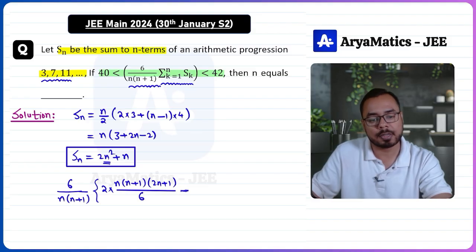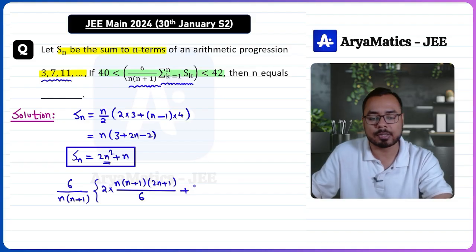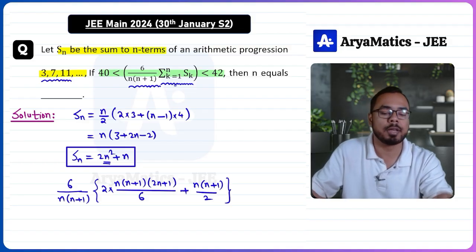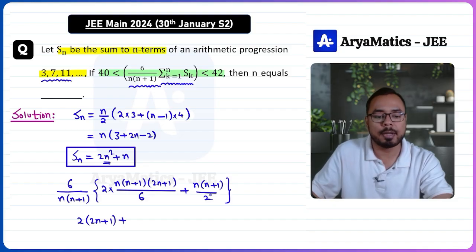So this will be the first term, and then sigma n, that will be sum of first n natural numbers, so that is n into n plus 1 by 2. First we'll simplify this expression and then we'll substitute here and try to figure out what is the value of n. Now if I take this term inside, then 6 will cancel, n into n plus 1 will also cancel, so we'll get 2 into 2n plus 1, and this multiplied by n into n plus 1 will cancel, so we'll get 6 by 2, that is 3, right?